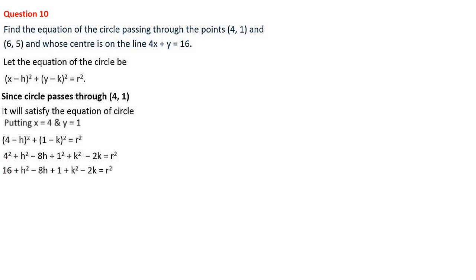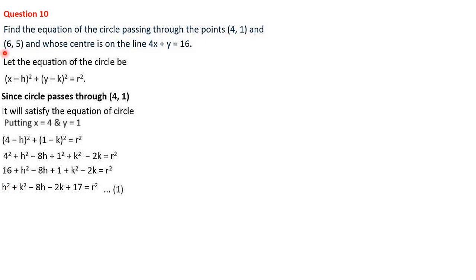Calculation: 4^2 is 16 plus h^2 minus 8h plus 1^2 is 1 plus k^2 minus 2k equal to r^2. Then let's arrange it. h^2 + k^2, the square terms, we brought together. Next is -8h, next -2k. Then 16 and 1 are the constants. 16 plus 1 is 17, equal to r^2. This is equation number 1. So by using the first condition we have got the first equation.